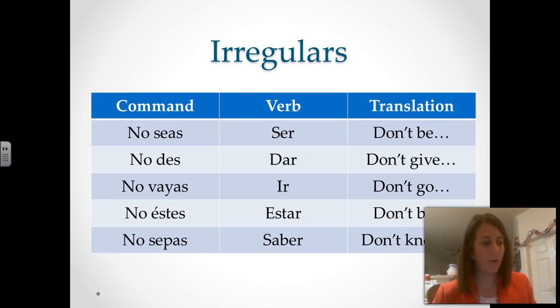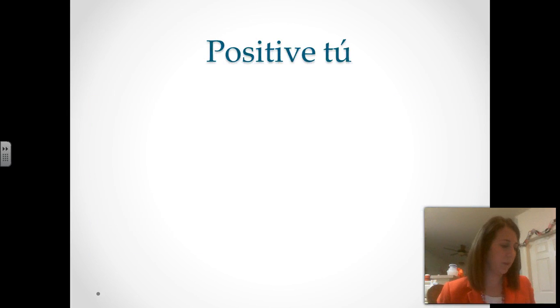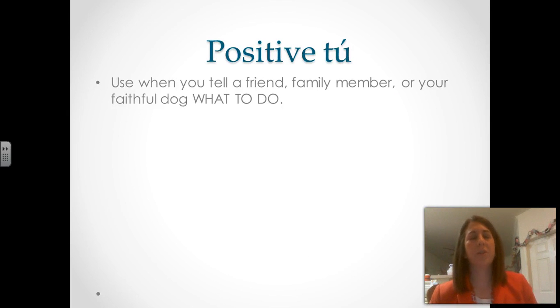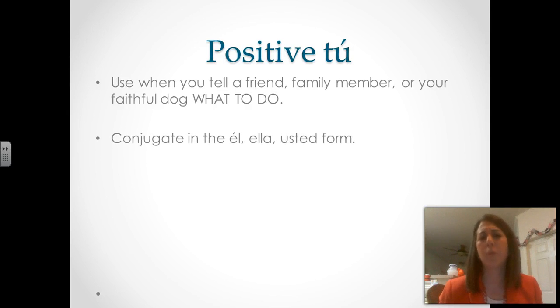Now you're going to flip your paper over, and we're going to talk about positive tú commands, because unlike usted and ustedes, where the positives and negatives follow the same rules, that's not the case for our tú commands. So positive tú commands, again, we use them when we're telling a friend, a family member, or a faithful dog what to do. So you tell someone it's affirmative. So here's how we form these commands. We're going to conjugate the verb in the él, ella, and usted form.